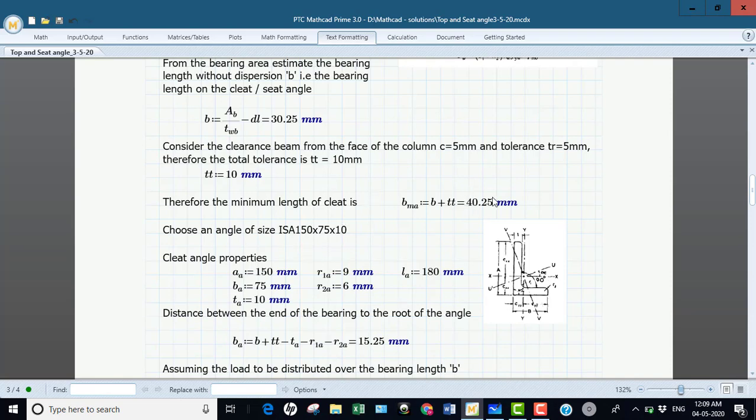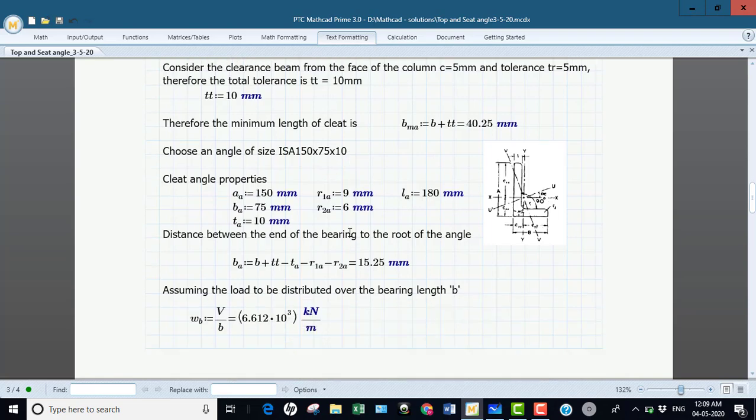With this reference, I go for an unequal angle of 150 x 75 x 10 mm. I should take a little more than the value, because I plan to make this 75 the outstand leg in the seat angle. I'll take the necessary input data. This is one angle distance, another angle distance, the thickness of the angle, R1 is the heel radius and R2 is the root toe radius, and LA is nothing but the length of the angle to be adopted for this particular problem.